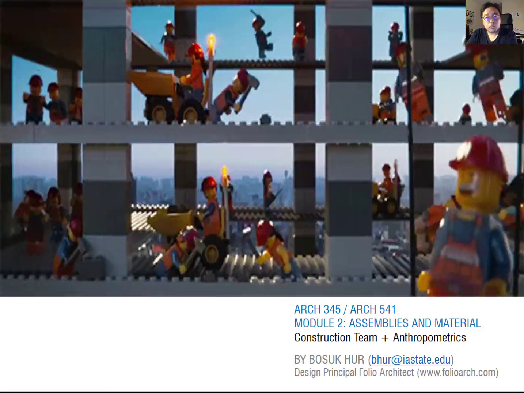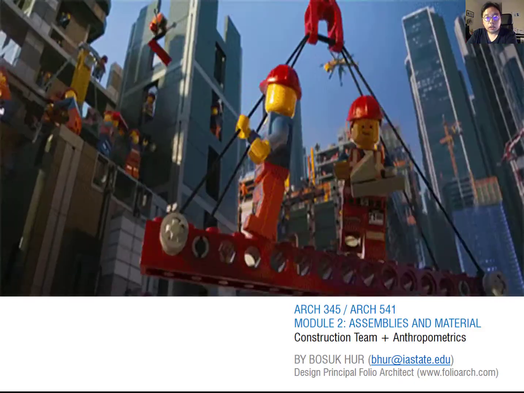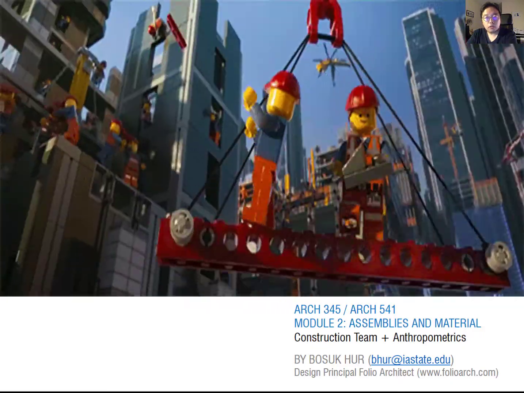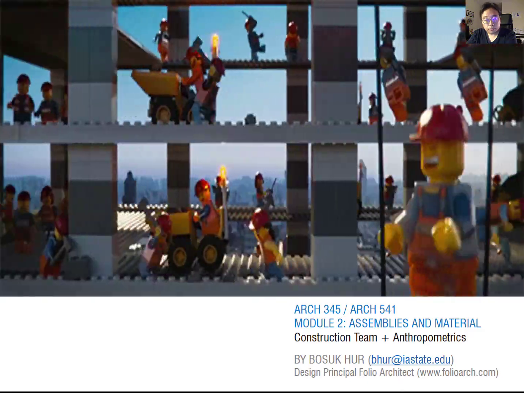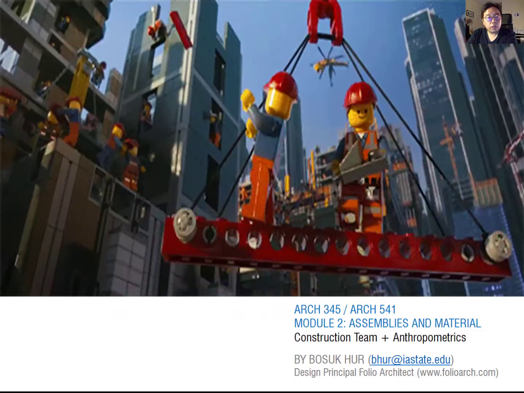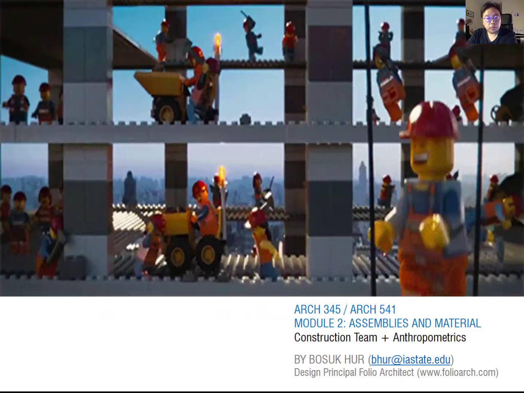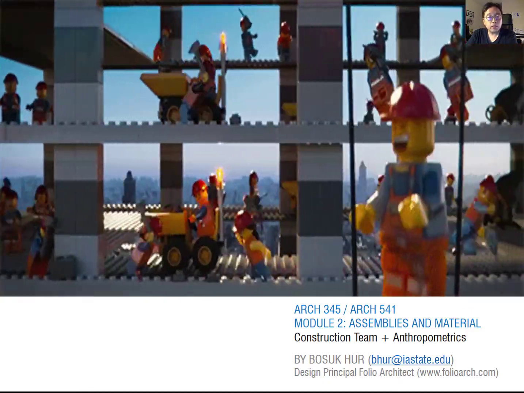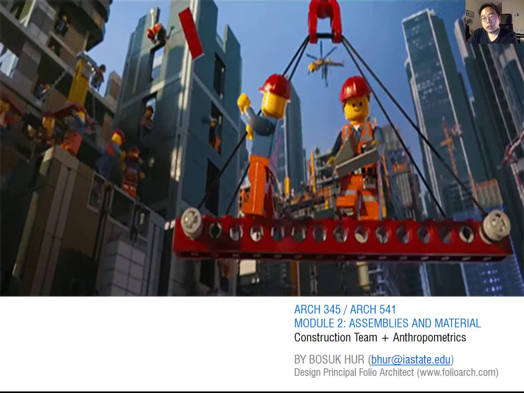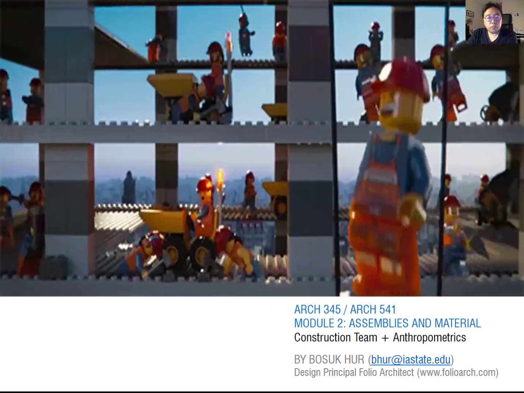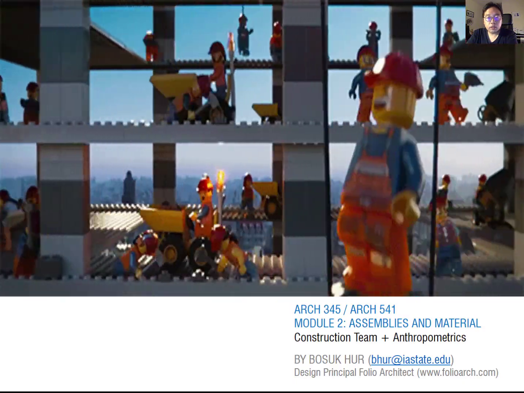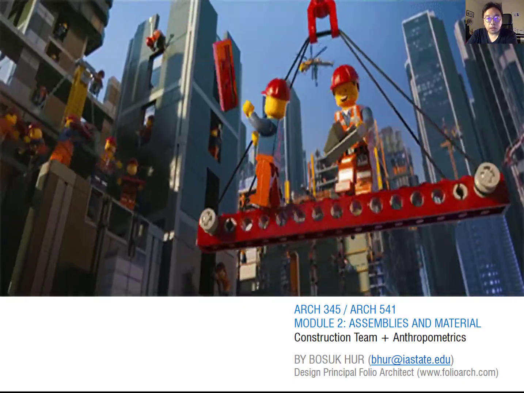I'm teaching all the sci-tech sequences and Architecture 302, which is the third year architecture studio, and 403, which is a fifth year architecture studio. Today I would like to introduce my project first, because I think it is the best way to introduce myself as a designer and architect. After introducing my project, I will introduce the first class topic, which is construction team and anthropometrics.